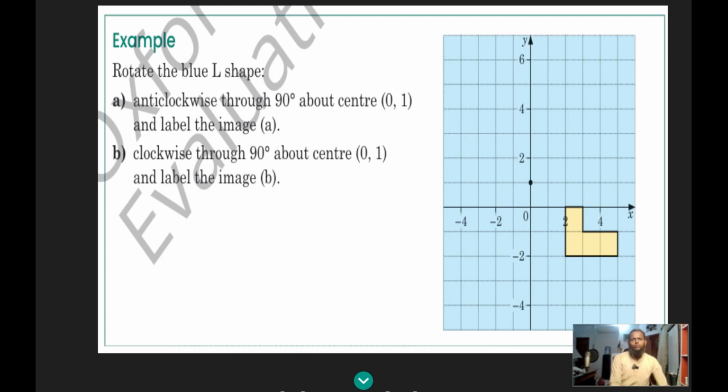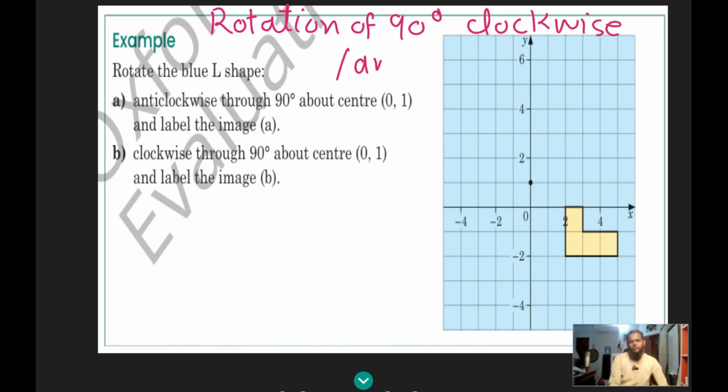In this video, we will cover the topic of rotation of 90-degree, clockwise and anti-clockwise. Okay, clockwise and anti-clockwise.